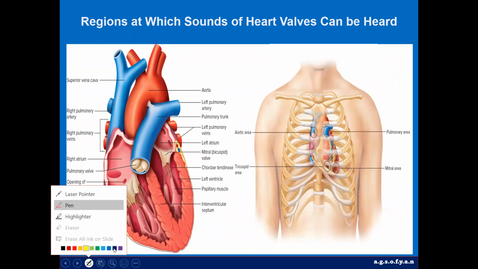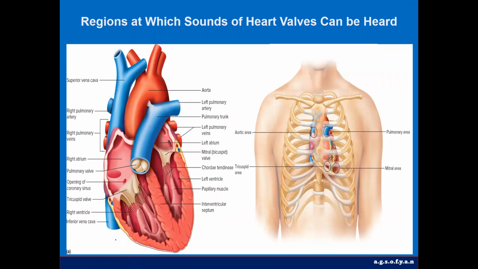Okay, so this is the diagram that shows you the location of the valves and the sounds they produce. These are the two AV valves. On the right side is the tricuspid, and the left side is the bicuspid valve. When they close, because of the ventricular contraction over here, it will close these two doors and give the sound of lab. It's a lab sound coming from this closing.